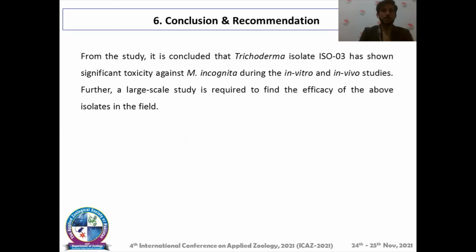Conclusion and recommendation. From the study, it is concluded that Trichoderma isolate ISO3 shows significant toxicity against Meloidogyne incognita in both in vitro and in vivo studies. Further, a large-scale study is required to find the efficacy of the above isolate in the fields.